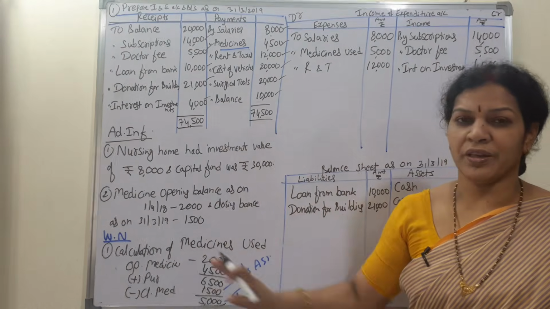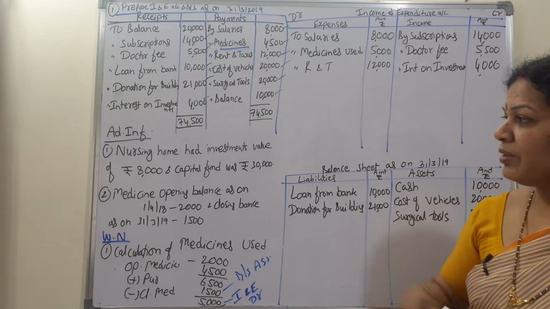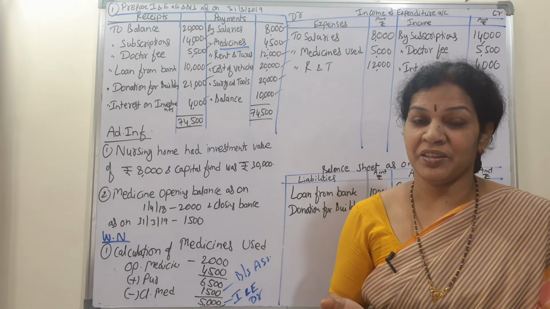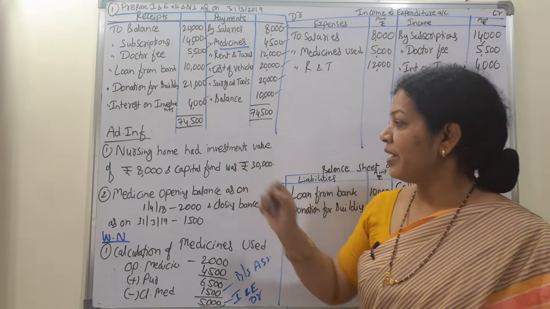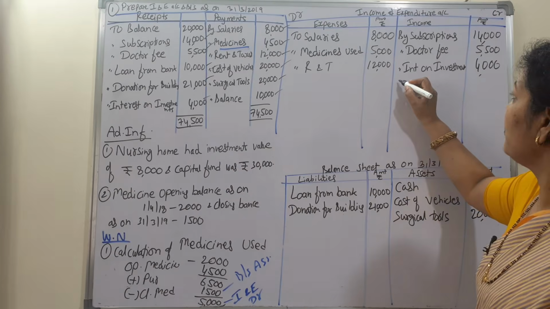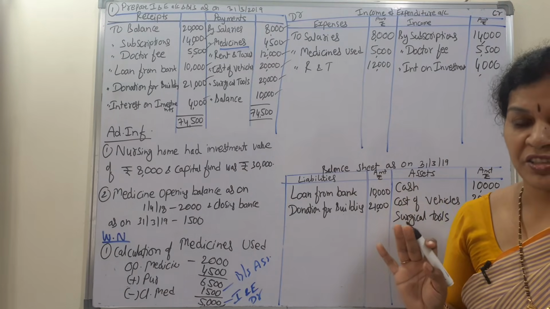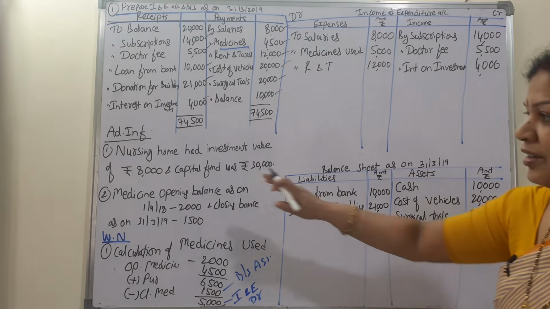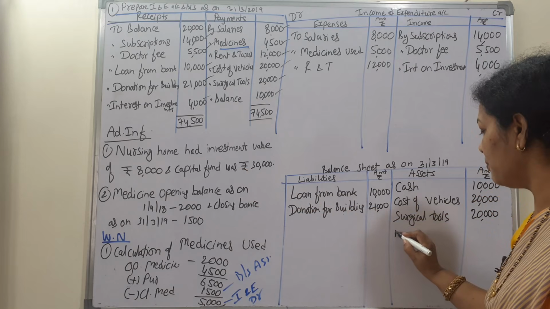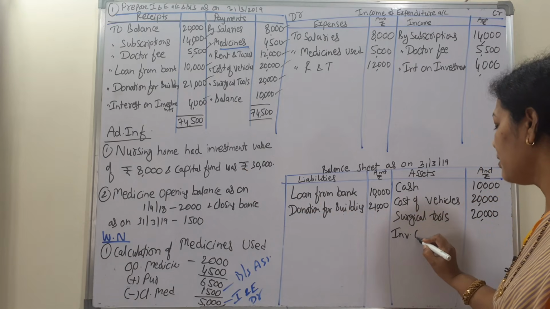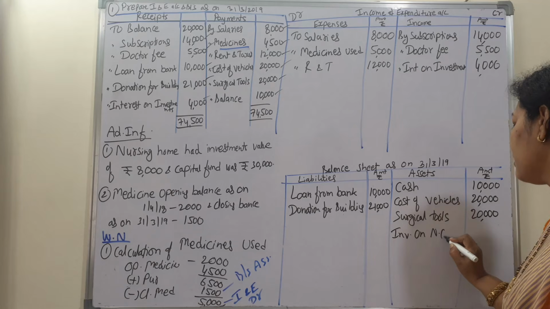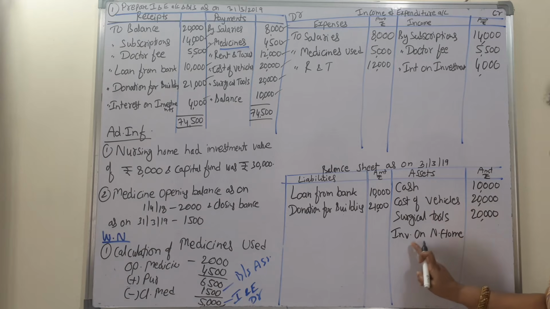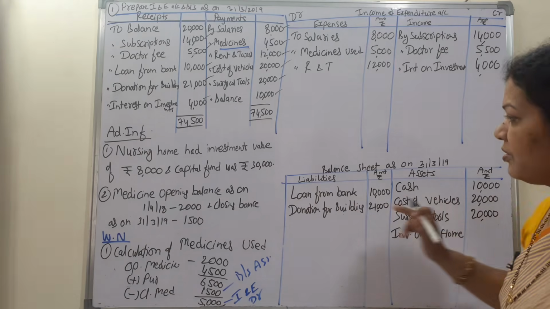Now we'll focus on the additional information. What is given? Nursing home had an investment value of 8,000. Investment means it is an asset. Asset will be on the balance sheet asset side. Investment on nursing home. Shortcut, I am writing investment on nursing home. It is 8,000.